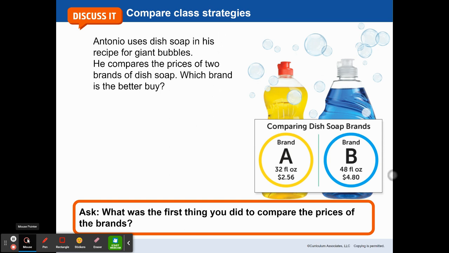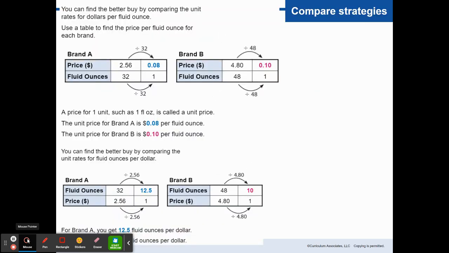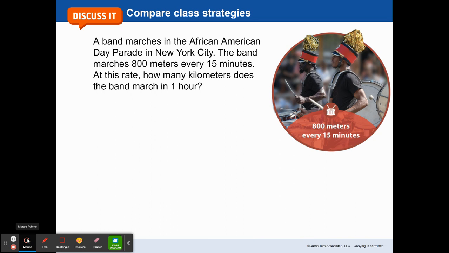All right. Again, that was your notes page. So let's look at one where we're going to have to do some conversion with measurement. I told you before Thanksgiving break that we would be looking at some problems like this. So here it is. A band marches in the African American Day Parade in New York City. The band marches 800 meters every 15 minutes. At this rate, how many kilometers does the band march in 1 hour?